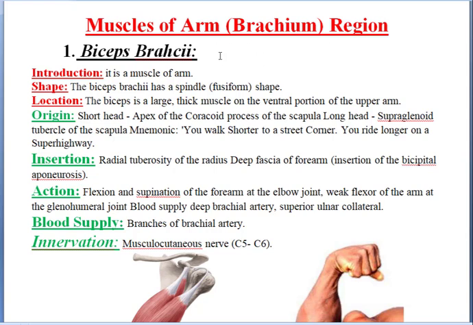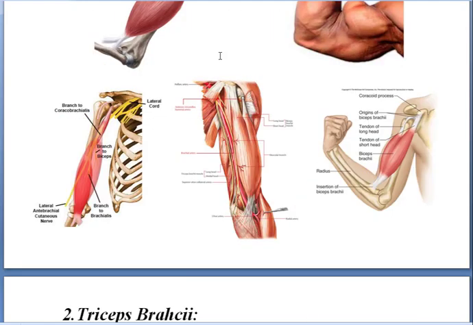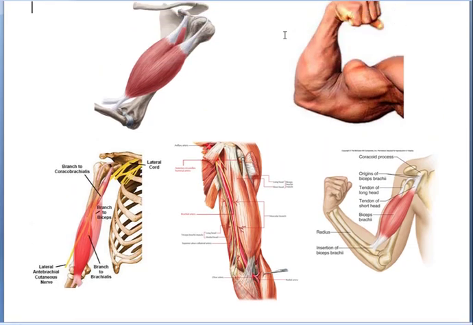And what are the muscles in this region? Let's go for it. First of all, we should know that our arm or brachium is divided into two compartments, the anterior compartment muscles and the posterior compartment muscles. In this image you can see clearly, if you follow the cursor of the marker, here we have a bone which is called the humerus bone, and anterior to the humerus bone these muscles and posterior to the humerus bone these muscles. So our arm is divided into two compartments, the anterior compartment and the posterior compartment.